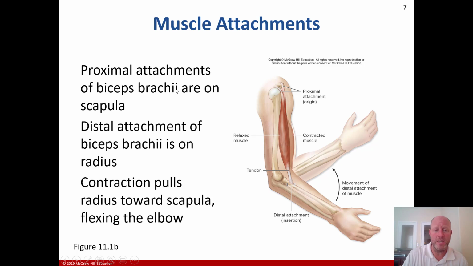The proximal attachments of the biceps brachii are on the scapula. That's the proximal attachment, the origin, at the scapula. The distal attachment of the biceps brachii is on the radius. That's the insertion point specifically here. Now we're talking about the biceps brachii. There's more than one biceps muscle, right?